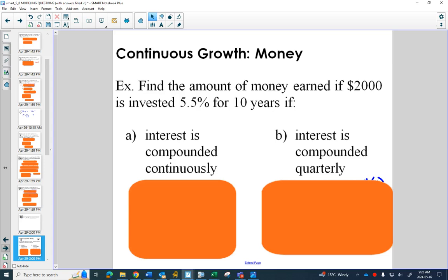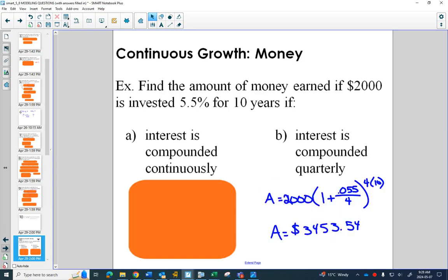So first of all, we'll look at money. I'll give you these numbers first in part B. If interest is compounded quarterly, that would be our old formula. And 10 years later, $2,000 would be worth $3,453.54. As an idea, what does interest compounded quarterly mean?